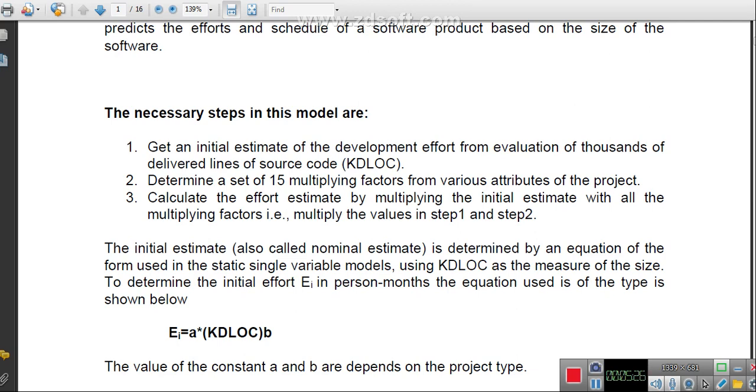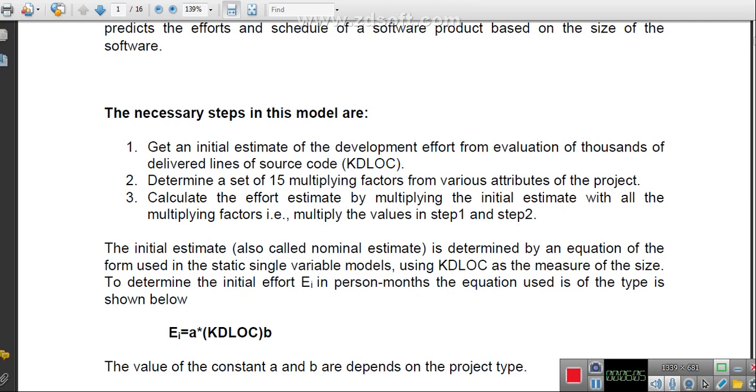If you are in a position to know, or if you have the knowledge of how many kilo lines of code are required to complete that project, then you can initially estimate the effort required to complete that project. You have to just put the value of KDLOC in that formula. So the formula is E is equal to A into KDLOC raised to B. Here A and B are constants which are already given by Boehm.